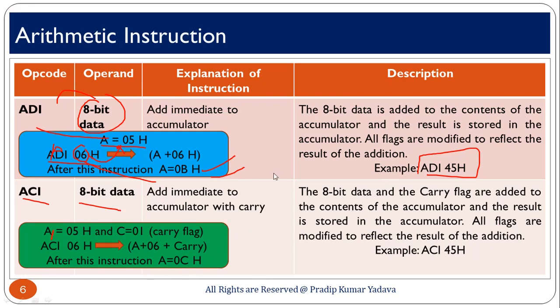And here we are talking about direct data. In the previous example, we were getting data through the register, which means we were getting data indirectly, but here we are getting 8-bit data directly. So, this is the basic difference between ADD, ADC and ADI, ACI, because here we are adding data directly without using any register, but in those cases we take a register to add data to the accumulator. So, the difference is only direct and indirect.